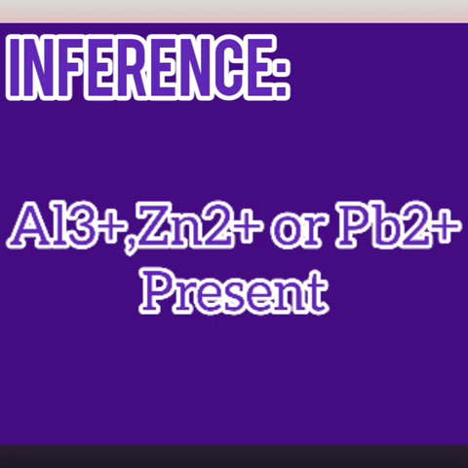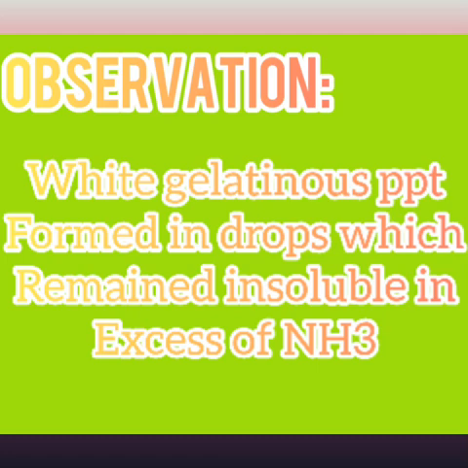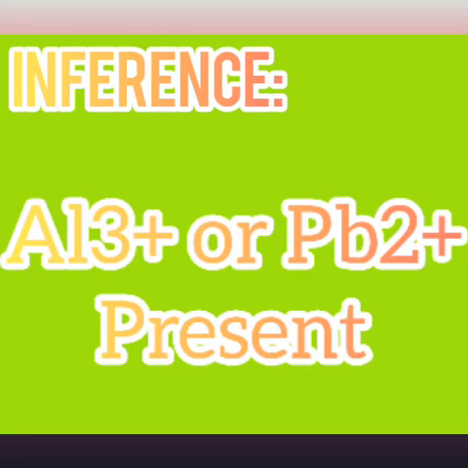Let's move on. Now for our next test, we have the third portion of solution Y plus ammonia in drops, then in excess. For observation, a white gelatinous precipitate is formed in drops which remained insoluble in excess of ammonia, meaning that it wasn't able to dissolve. For your inference, we have aluminium or lead present.